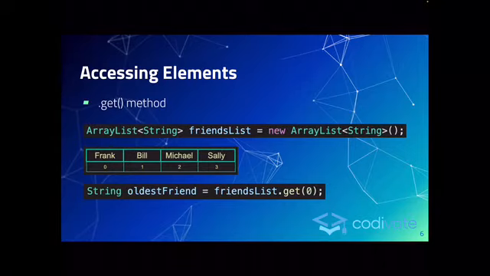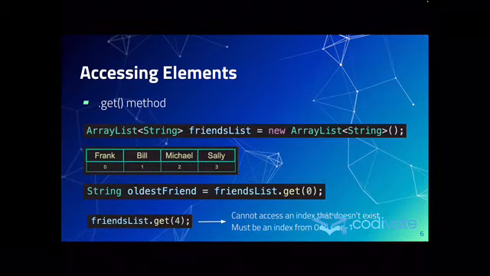And you set string oldestFriend to friendsList.get(0). What this is doing is it's getting the element at index 0. So if we look at the table, we can see that in index 0 is Frank. So friendsList.get(0) will be Frank, so oldestFriend will be set to Frank.